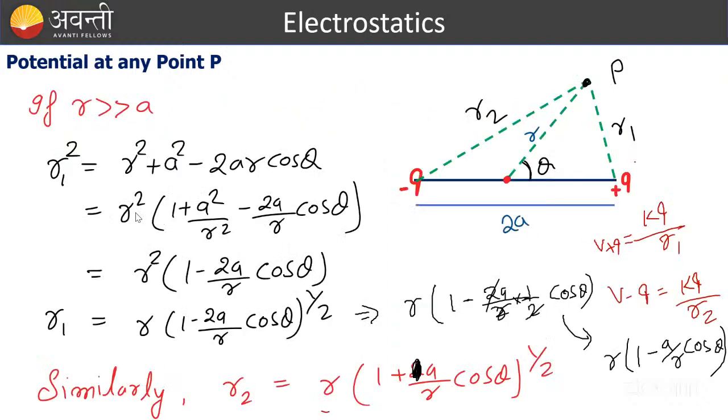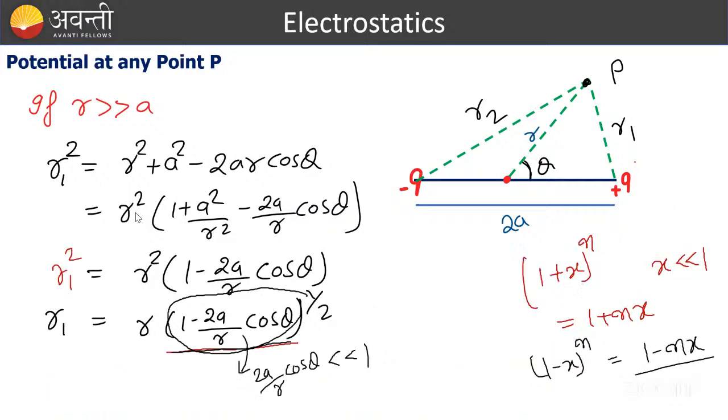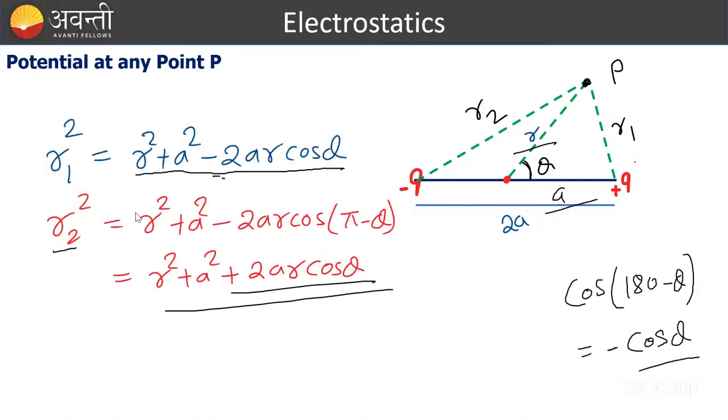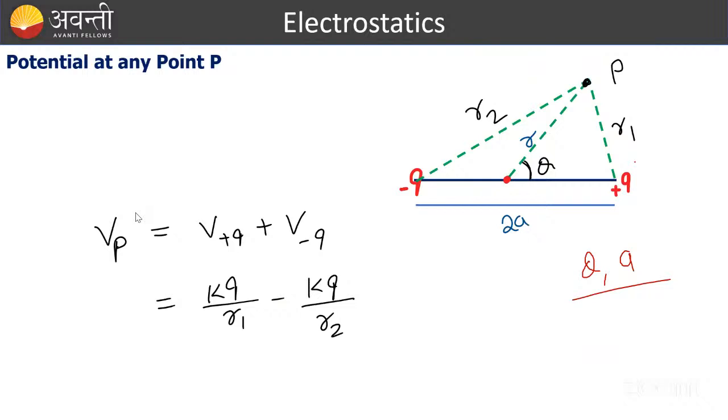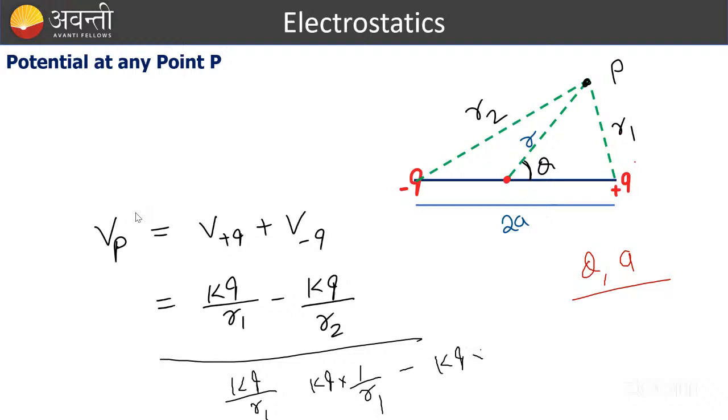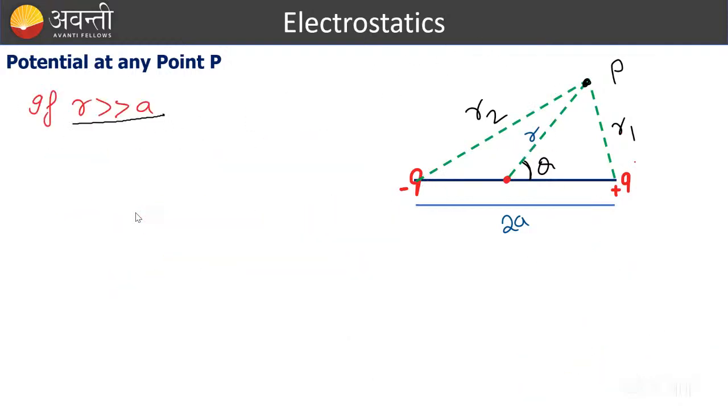एक काम करो, पहले हमें पोटेंशियल निकालने के लिए क्या चाहिए? R1 चाहिए, 1 by R1 चाहिए. देखो हमें पोटेंशियल निकालना है ना, this is KQ by R1. So basically this is KQ into 1 by R1, right? Similarly this is what? Minus KQ into 1 by R2. So we need 1 by R1 and 1 by R2. डन है? चलो यहाँ तक तो तुम लोग समझ गए थे.